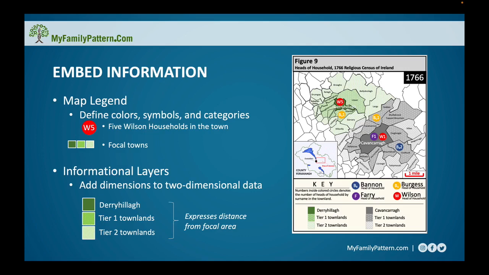and then to go beyond that into a tier 2, which is to say which of these townlands are even further beyond that center town of Derryhila and Cavankara. And that's another great way to provide an additional layer of data that not only makes the map visually interesting, but helps the reader understand and contextualize the information being presented.